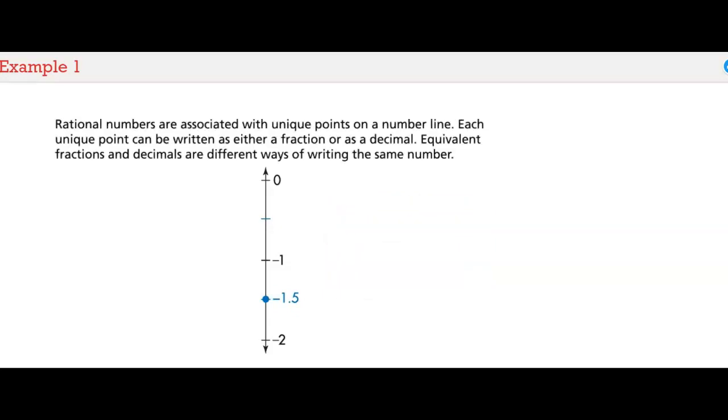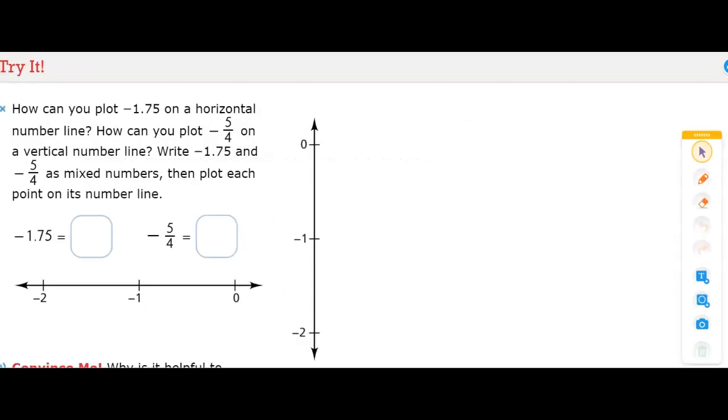Rational numbers are associated with unique points on a number line. Each unique point can be written as either a fraction or as a decimal. Equivalent fractions and decimals are different ways of writing the same number. How can you plot negative 1 75/100 on a horizontal number line? How can you plot negative 5/4 on a vertical number line? Write negative 1 75/100 and negative 5/4 as mixed numbers. Then plot each point on its number line.